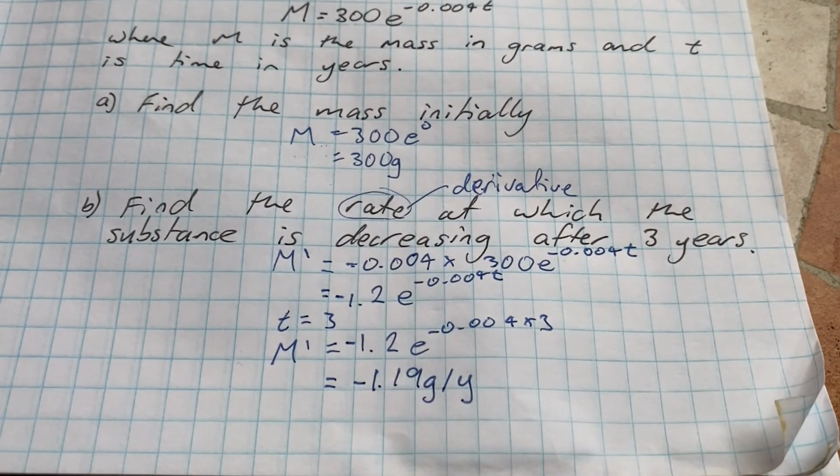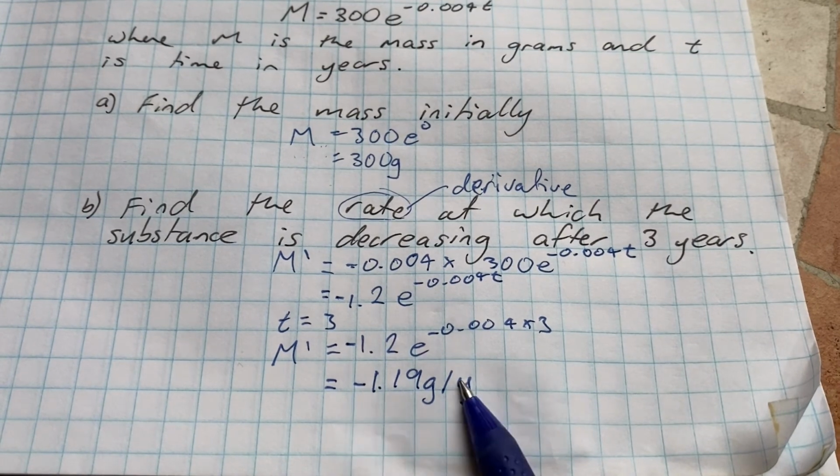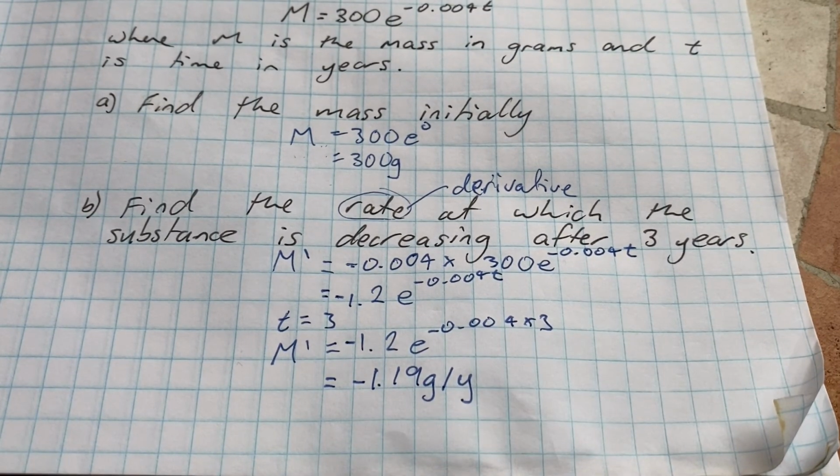So we've got 300 grams, and after 3 years, about 1 gram a year is decaying. That's the rate at which it's decaying. So you can see that's a pretty slow decay. Which is not surprising when you think of like nuclear waste and things like that, how it can decay very slowly over a very, very long period of time.